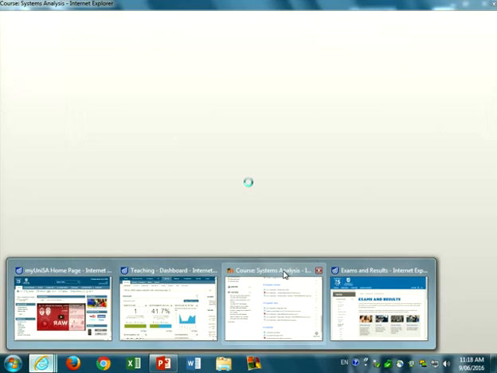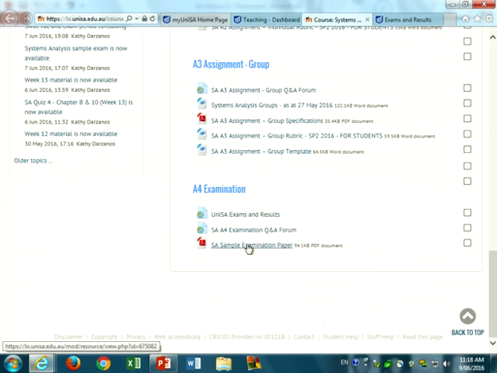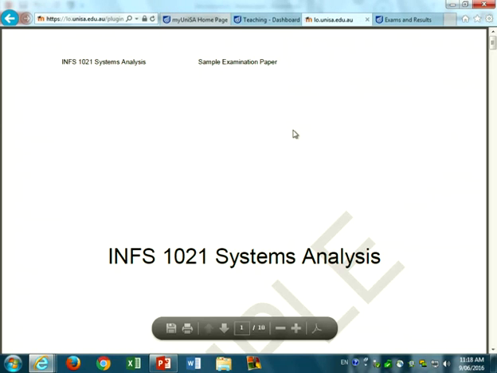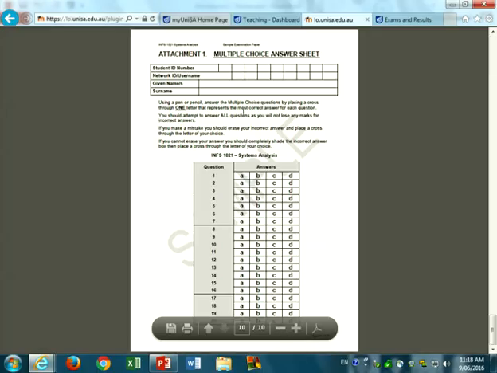I will actually show you what I mean by that answer sheet by opening up the sample exam. So that's what the answer sheet looks like, the multiple choice answer sheet at the end of the exam. Basically you need to specify A, B, C or D as your response to any particular question, by placing a cross through that answer. You can use a pen or a pencil. I suggest you use a pencil in case you get it wrong.